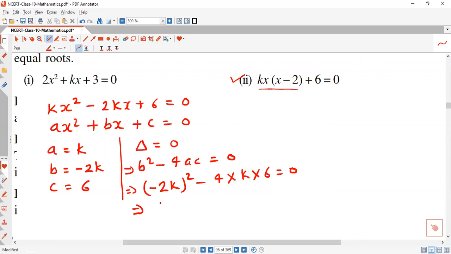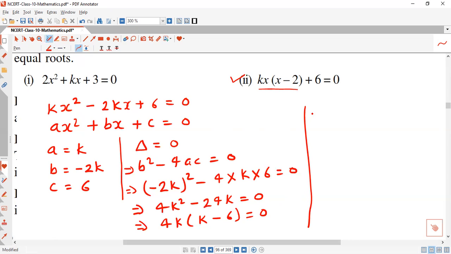If you take the square, we get 4k square minus 24k equal to 0. Now take k common, better 4k common, we get k minus 6. 24 can be written as 4 into 6. So there are two values: either k equal to 0, this implies what? Either k equal to 0 or k equal to 6.